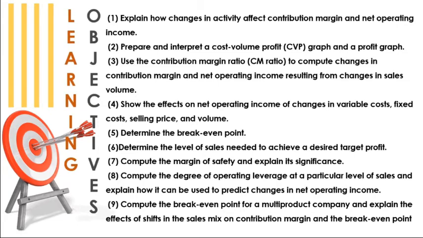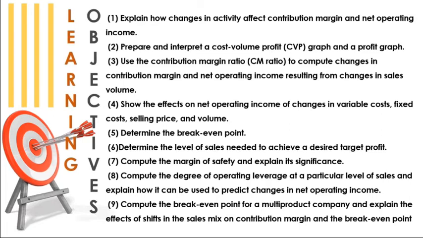Before we start, let me first read to you the learning outcomes. First, explain how changes in activity affect contribution margin and net operating income. Second, prepare and interpret a cost volume profit or CVP graph and a profit graph. Third, use the contribution margin ratio or CM ratio to compute changes in contribution margin and net operating income resulting from changes in sales volume.